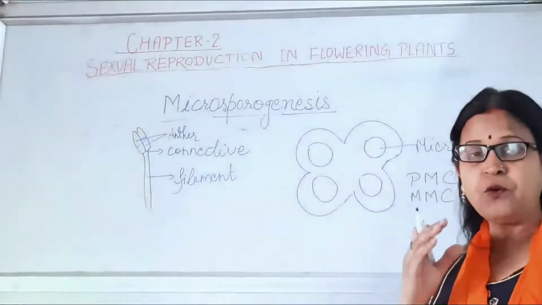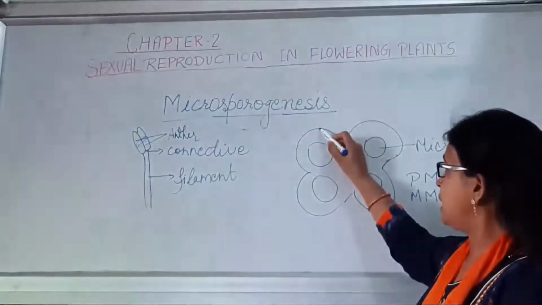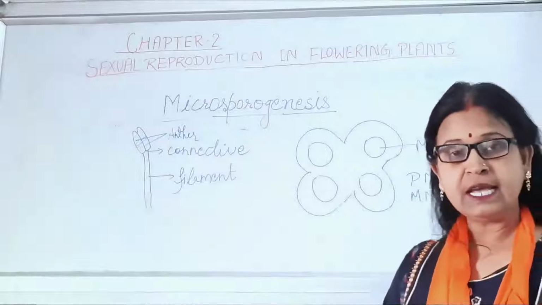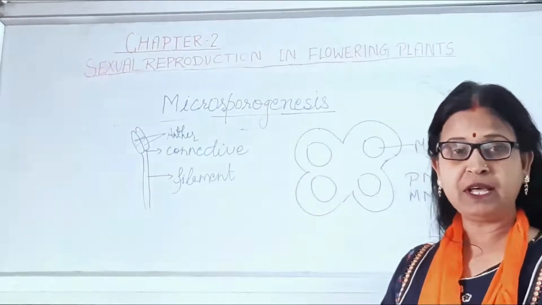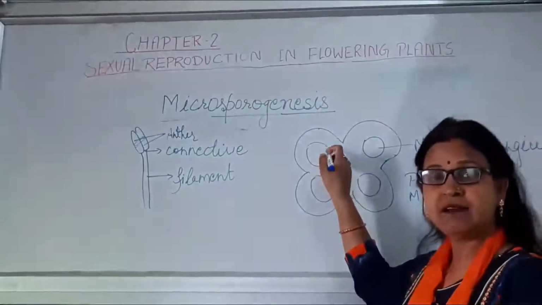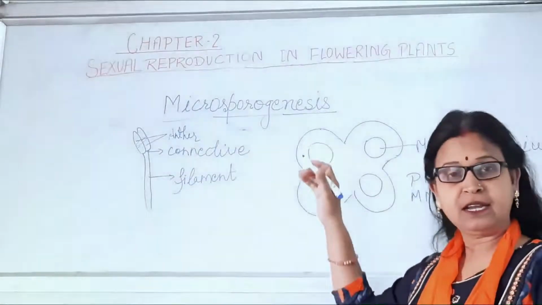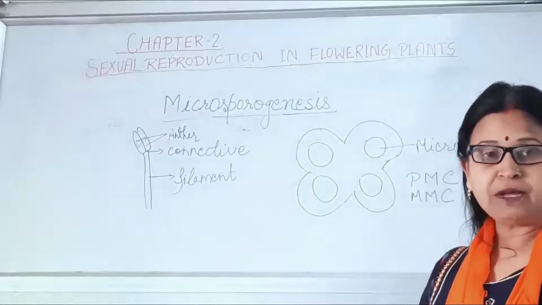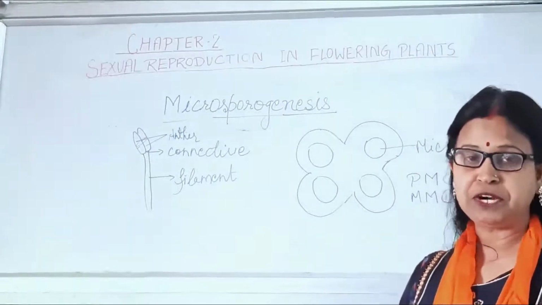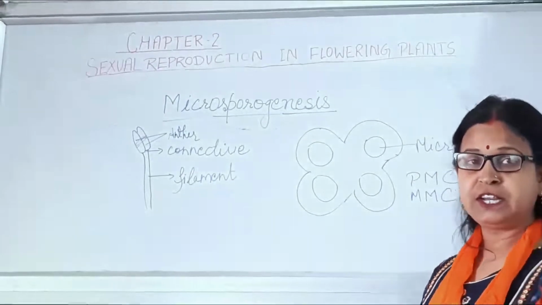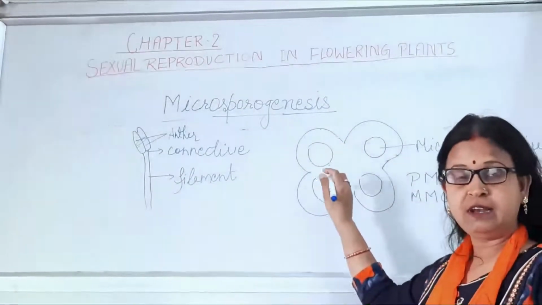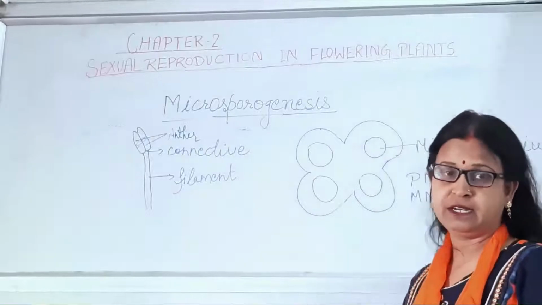Then we will study the enlarged structure of the transverse section of this microsporangium. We will get 4 layers here. The outermost layer is known as the epidermis. Then the second layer beneath the epidermis, the endothelium, is there. Then the third layer, and lastly the 4th layer, that is the tapetum. Now the tapetum is the highly nutritive tissue, and the 3 upper layers are protective in nature. We'll see the diagram in detail.